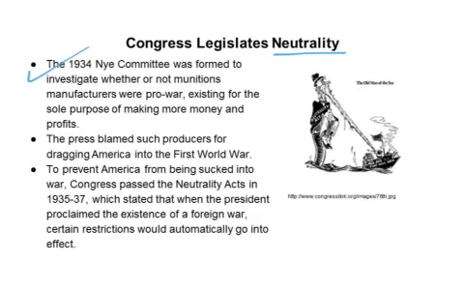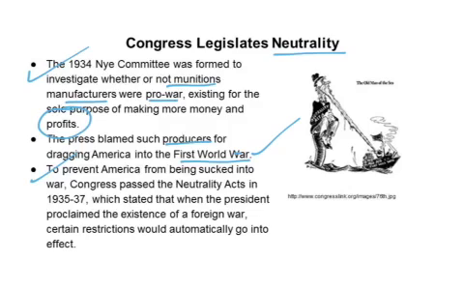The 1934 Nye Committee was formed to investigate whether or not munitions manufacturers were pro-war, existing for the sole purpose of making more money and more profits. The press blamed such producers for dragging America into the First World War, and they did not want to allow that to happen again in the case of the Second World War.